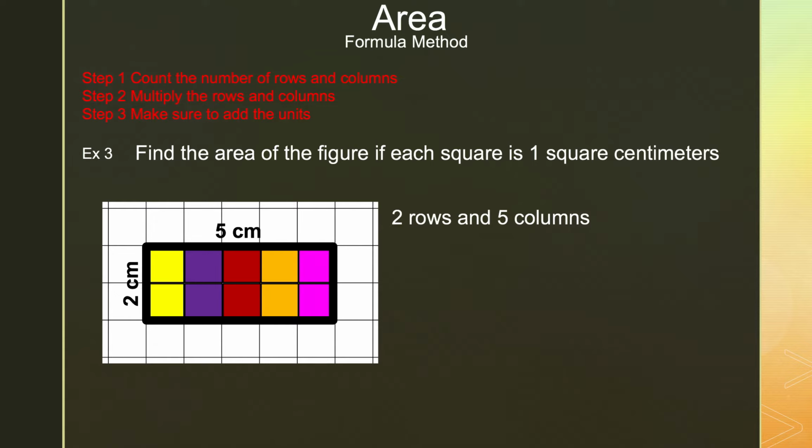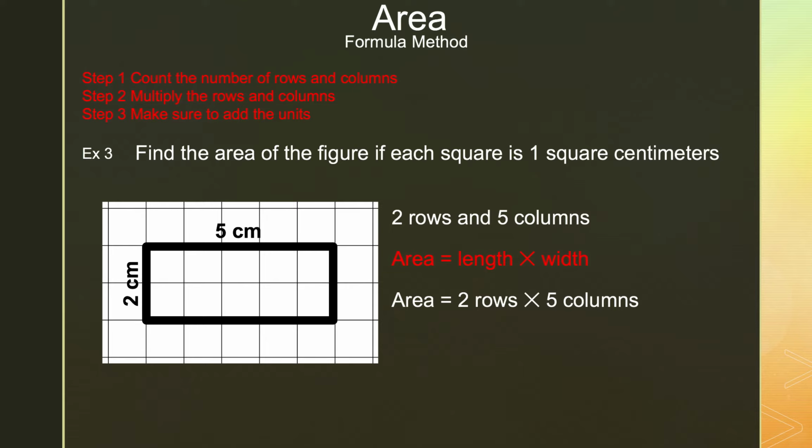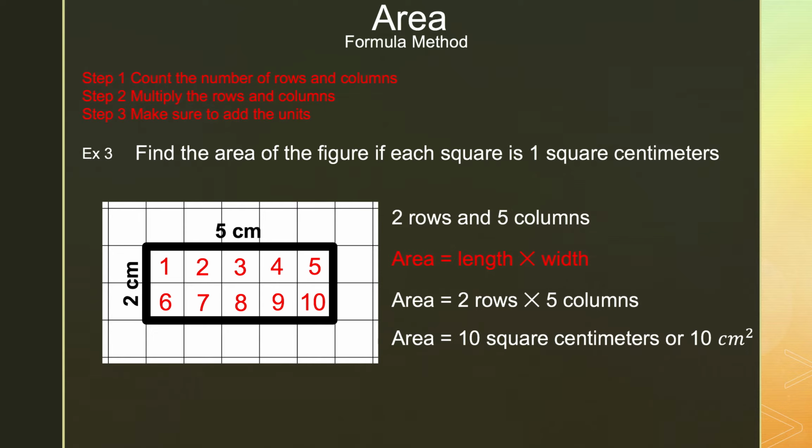And now we're going to use the area formula, which is length times width, or in this particular case, rows times columns. So we're going to multiply together, and we get 10. All right, so you see, if you count the number of squares inside the rectangle, you get 10 as well. So that means my area is 10 square centimeters or 10 centimeters squared.